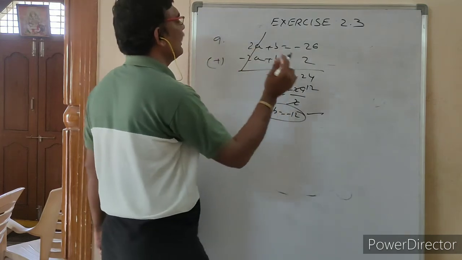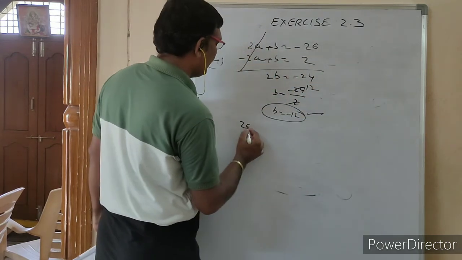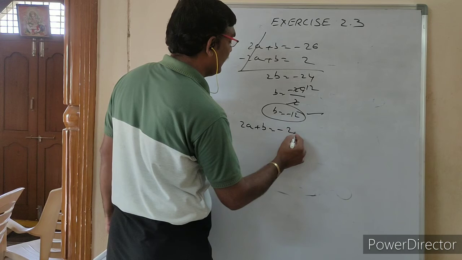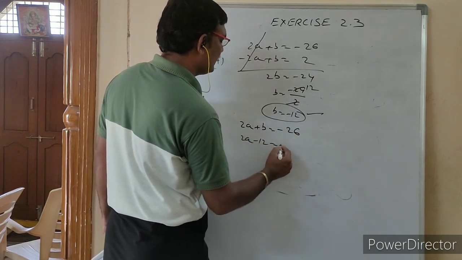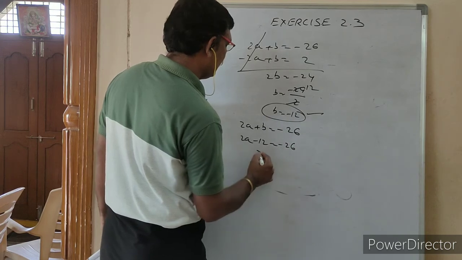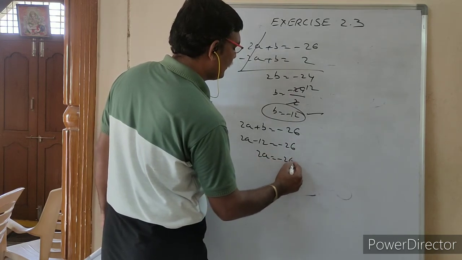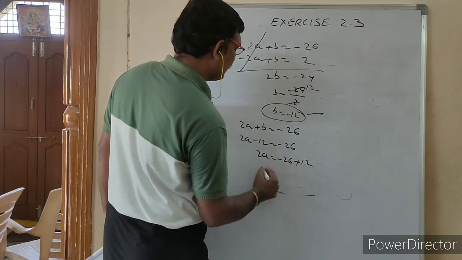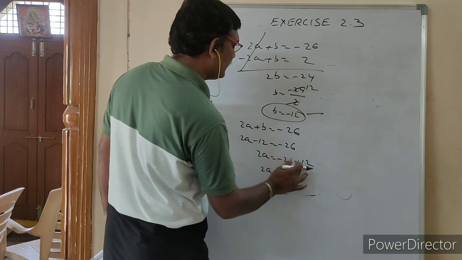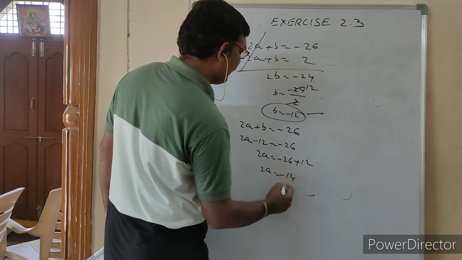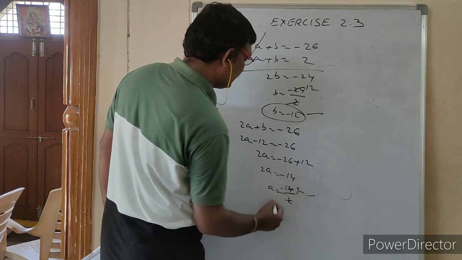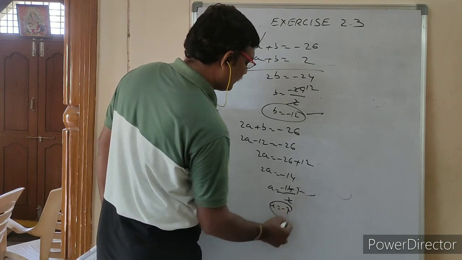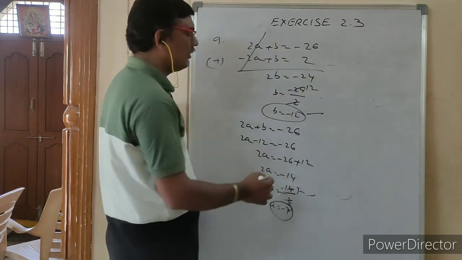Substitute the b value in equation 1. 2a plus b is equal to minus 26. With b as minus 12, 2a minus 12 is equal to minus 26. 2a is equal to minus 26 plus 12. So 2a is equal to minus 14. A is equal to minus 14 by 2, that is, a is equal to minus 7. So you found the values of a and b.